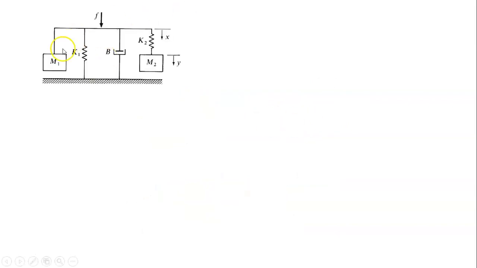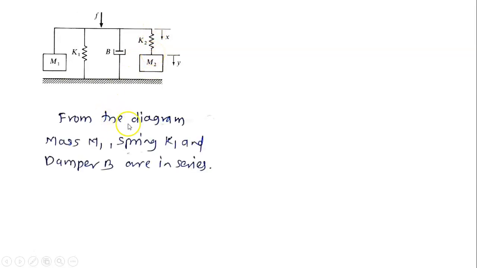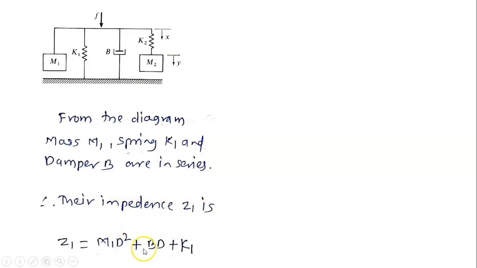Therefore, once again I have drawn the diagram here. Force F is acting at X coordinate. Now, from the diagram, you are observing that M1, K1 and B are in series and this K2 and M2 are in parallel. Therefore, from the diagram, mass M1, spring K1 and damper B are in series. Therefore, their impedance Z1 is equal to M1D square plus BD plus K1.